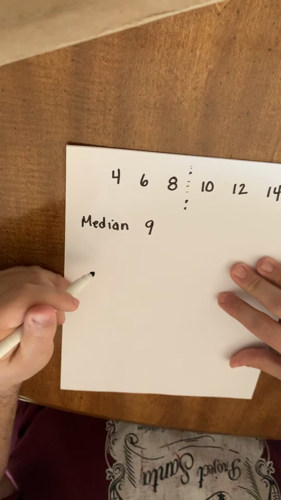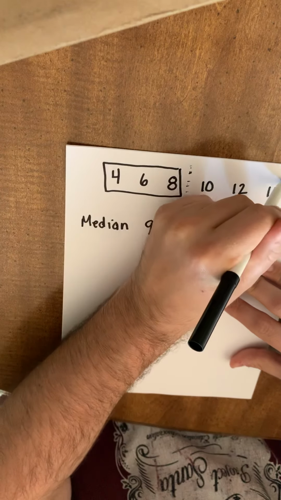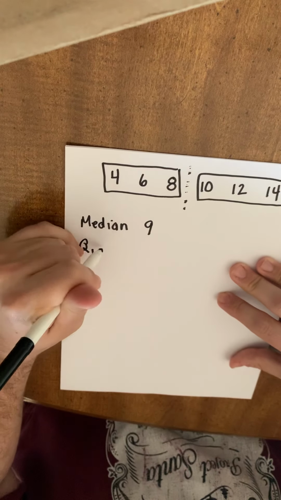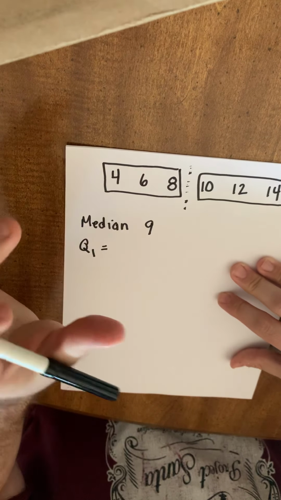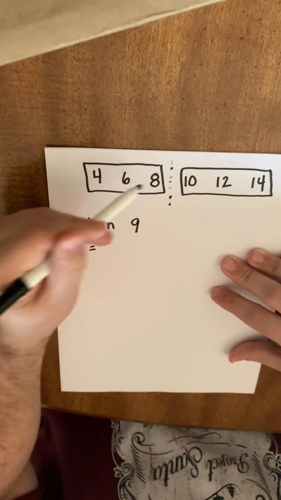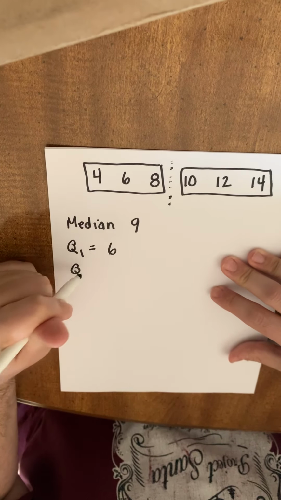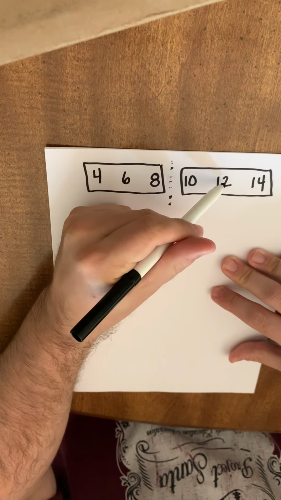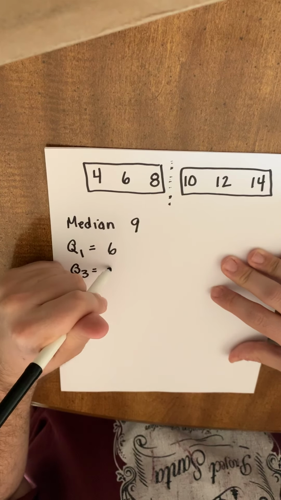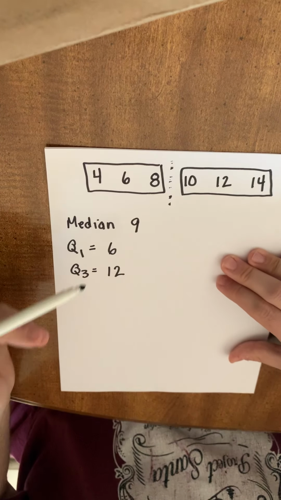After that, we have 2 halves, a half right there and a half right there. Our Q1 is the middle of the first half. We have 4, 6, 8, and the middle of that is 6. Our Q3 is going to be 12, because that's in the middle of 10 and 14, those 2 numbers. So we have enough information now to make our box and whisker plot.